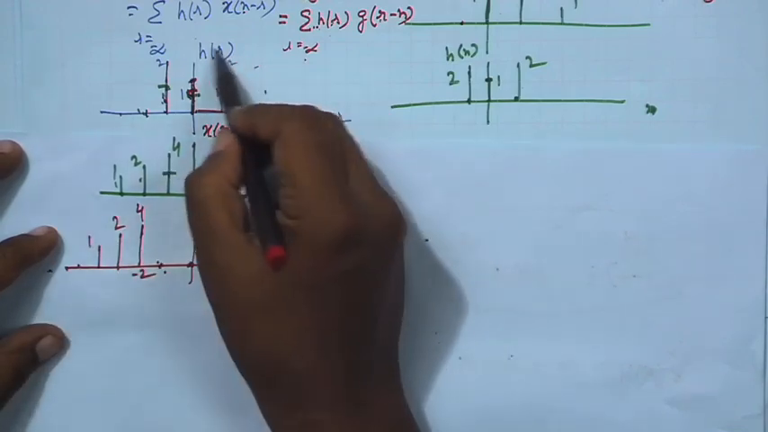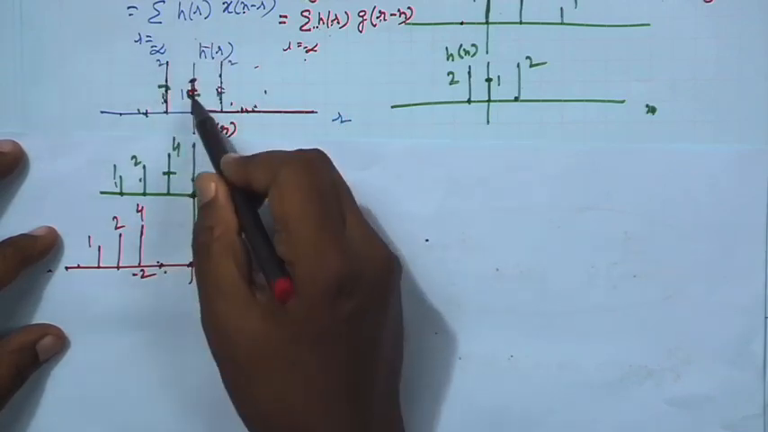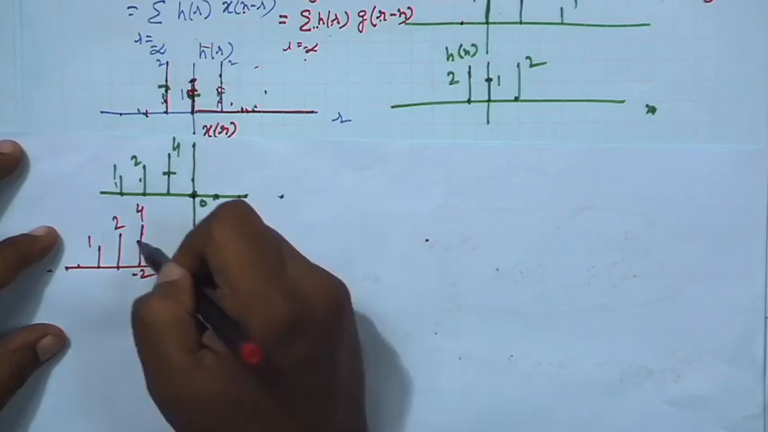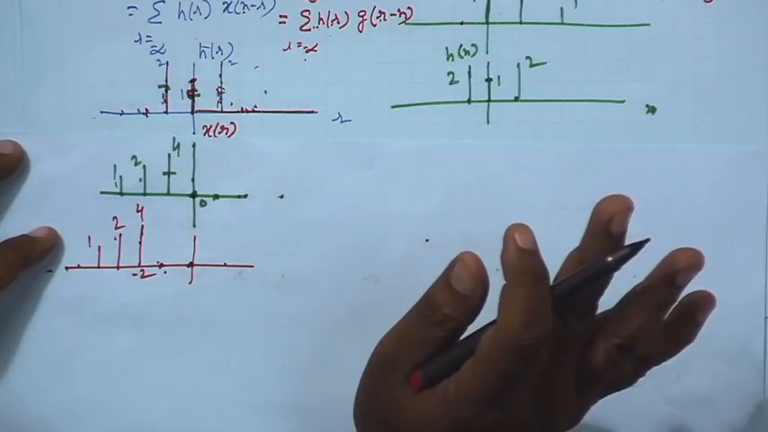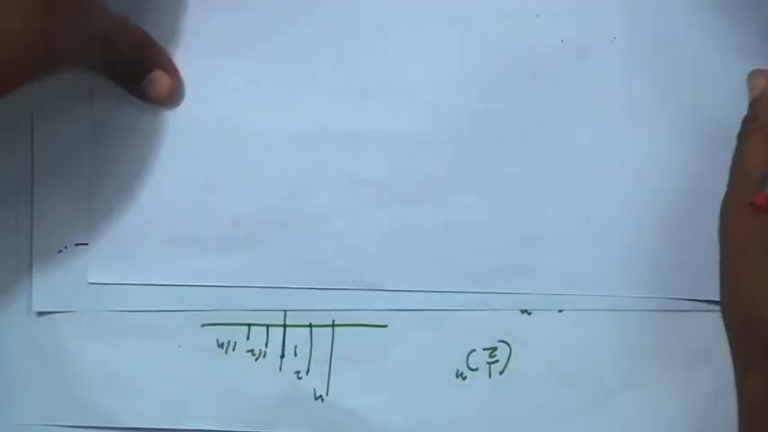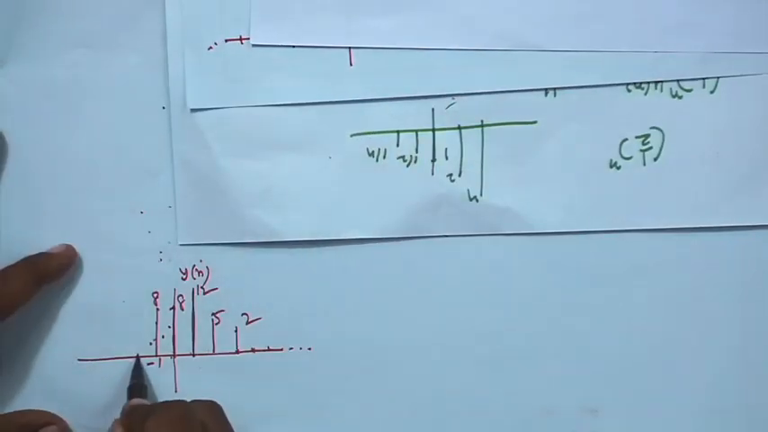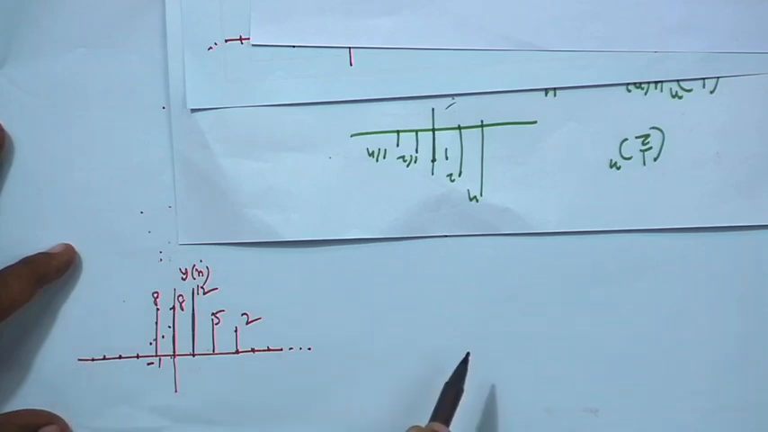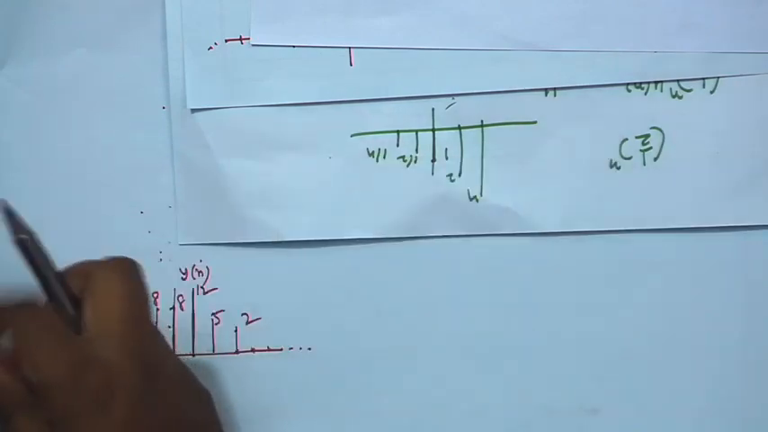Now, you see there is no overlap between H and this. This meets 0, this meets 0, this meets 0, this meets 0, this meets 0, this meets 0. So, output is 0, and as n becomes more and more negative, output continues to be 0, which means 0, 0, 0, 0, like this. This is the output. All right.